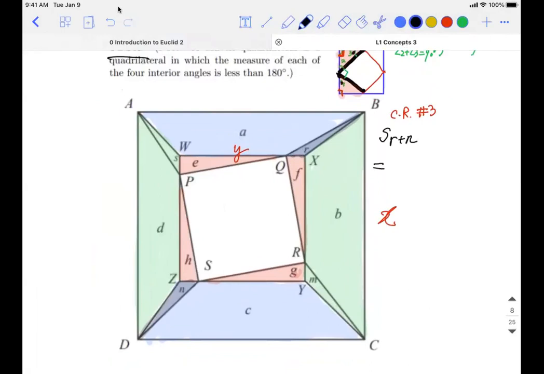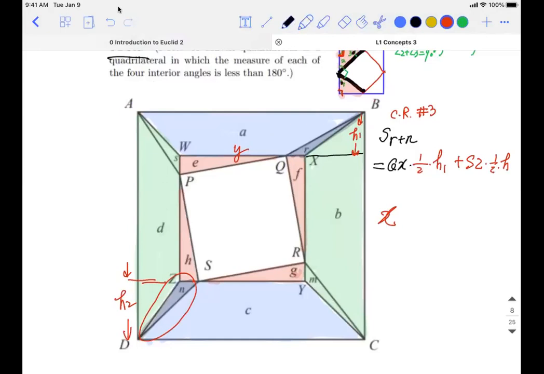R plus N is actually, because R is actually QX times, I don't know, the height, I'll say H1, 1/2 H1, right? Then what about the area for N? The N is going to be SZ, 1/2, maybe H2. Okay, I'm going to call this H2. Because we just talked about the 4 right triangles that are congruent to each other, aka QX is the same as ZS, is the same as WP, is the same as RY, right?